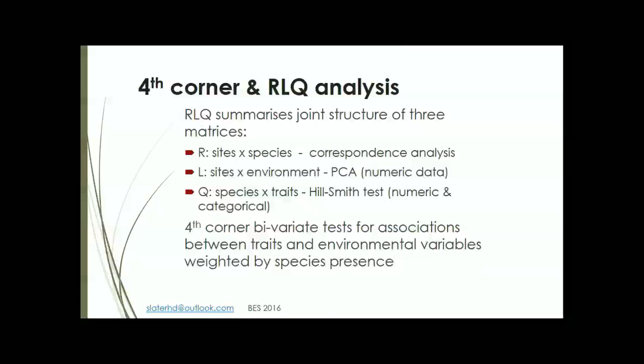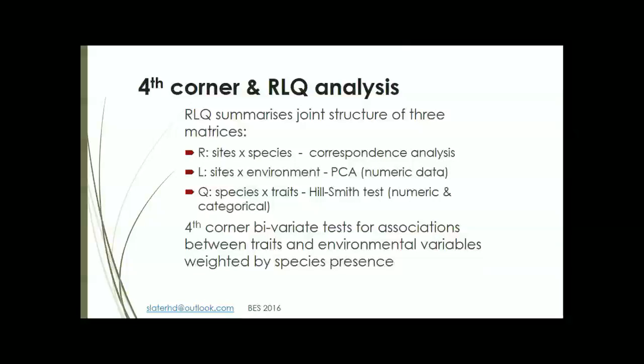The analysis that we used is a combination of RLQ and fourth corner analysis. So RLQ basically summarizes the joint structure of 3 different matrices. You've got the R matrix, which is site by species. So we used a correspondence analysis on this. And then the L matrix, which is site by environment. This was a principal components analysis.